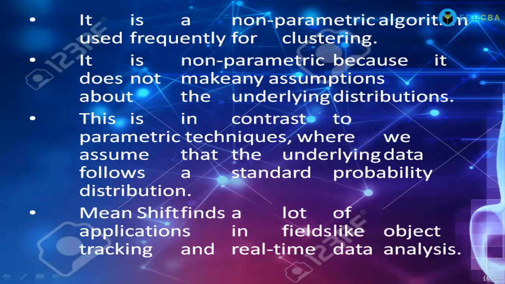This is in contrast to parametric techniques where we assume that the underlying data follows a standard probability distribution. So in case of parametric, we were following a standard probability distribution, while in this case, we are not making any assumption about the distribution of your data set. Meanshift finds a lot of application in fields like object tracking and real-time data analysis.